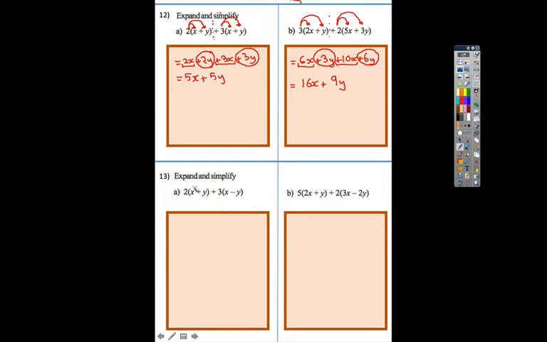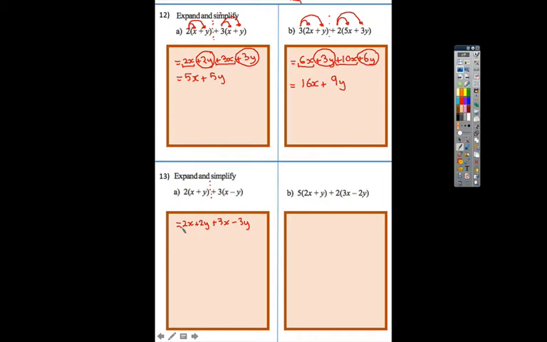Okay, question 13a. Again, there's a barrier. This sign belongs to this 3. So 2 times x is equal to 2x. And 2 times y is equal to plus 2y. And 3 times x is equal to plus 3x. And 3 times minus y is now minus 3y.